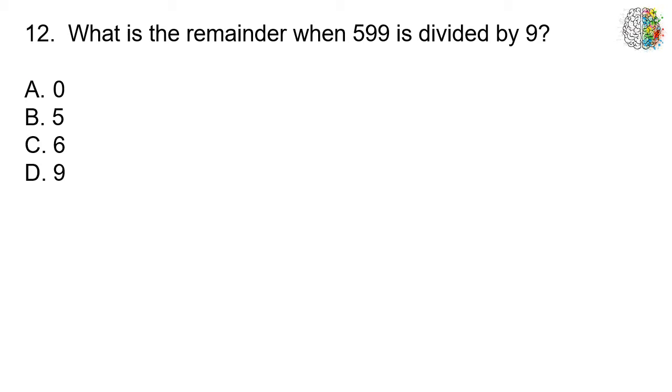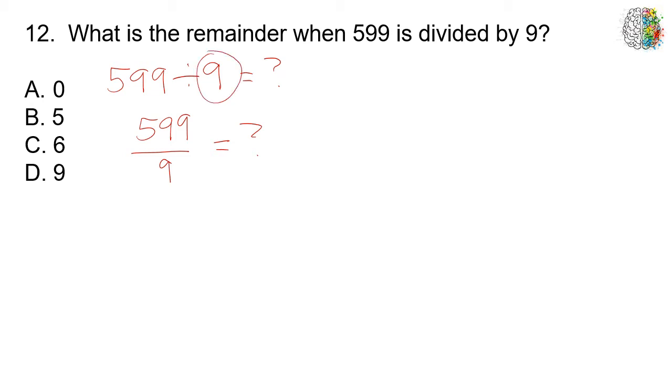So number 12 says, what is the remainder when 599 is divided by 9? So once again, we have a division problem. Division problems can be written like that, or you can write it horizontally or vertically. But the main thing to remember when you're doing your long division is that it's the second or bottom number that goes on the outside and the first or top number that's going to go inside the box.